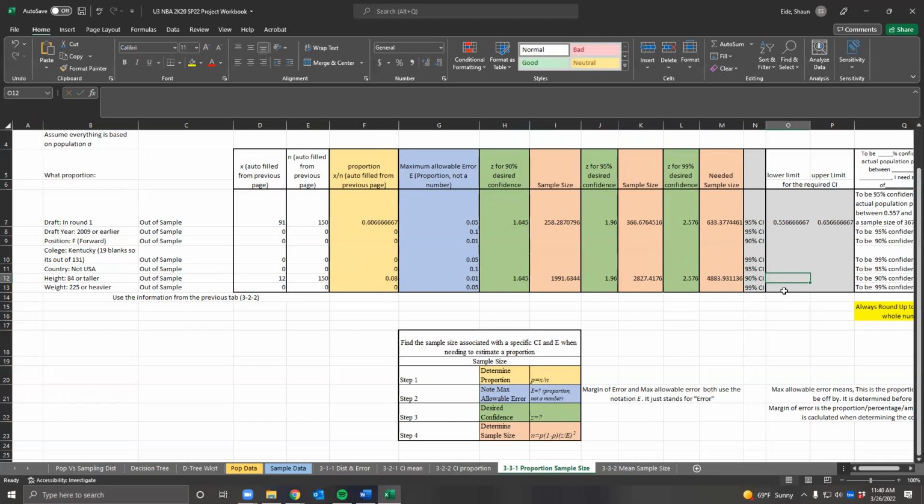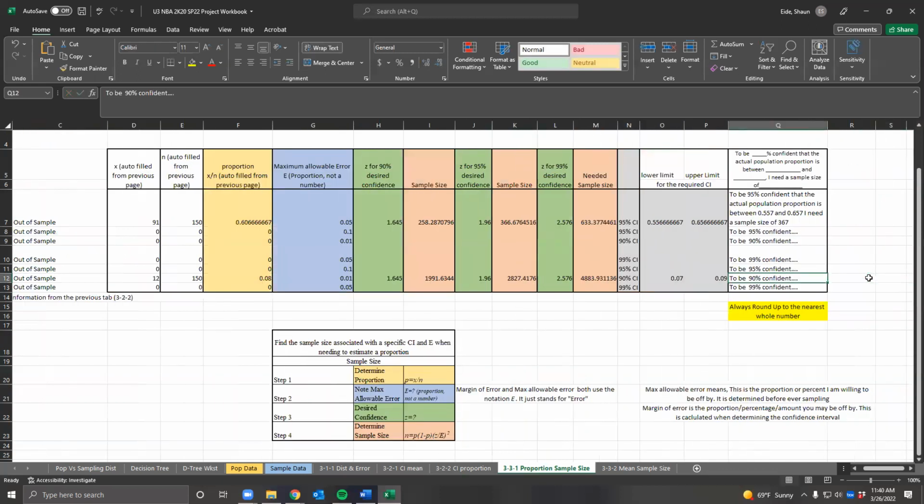And so we're going to come right here looking at the lower limit and upper limit. The way that you calculate the lower limit and upper limit, you have 0.08 minus 0.1 equals 0.08 minus 0.1 for the lower limit, and then equals 0.08 plus 0.1. And then what we get to say is, to be 90% confident that the actual population proportion is between these limits, I need a sample size of what?